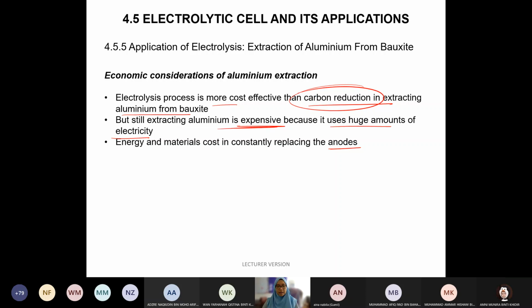Okay, so it uses a lot of electricity and after a while, after a period of time, you have to replace the anode. So this replacement will be costly lah. Okay, so that is all.